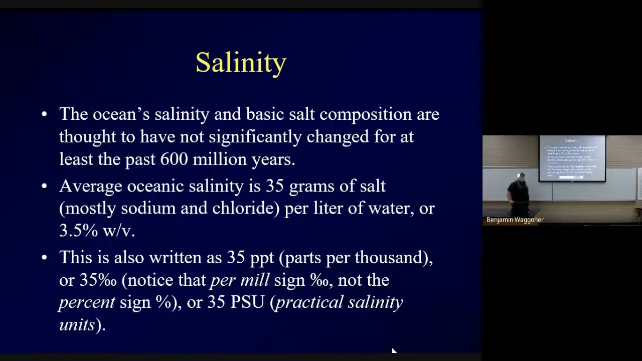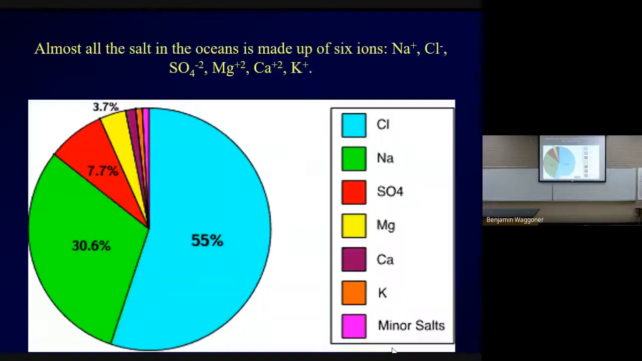Average ocean salinity is about 35 grams of salt, mostly sodium and chloride, per liter of water. And almost all of the salt in the oceans is sodium, chlorine, sulfate, magnesium, calcium, and potassium.